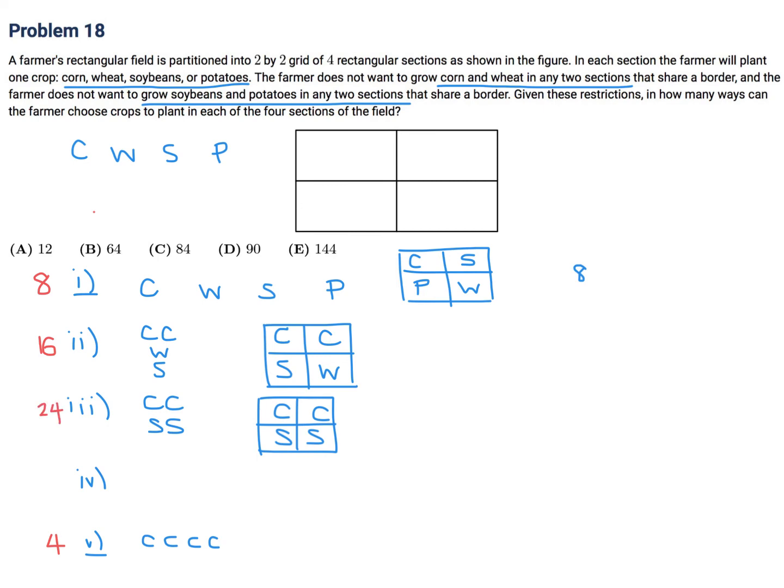And then finally, the last one is if you have 3 of the same and 1 different. So for example, C, C, C, and then P, like that. And when you do the different possibilities there, it's 32. And then, of course, you add all these up, and when you do, you get a grand total of 84. So another time-consuming question, and that's C for the answer.